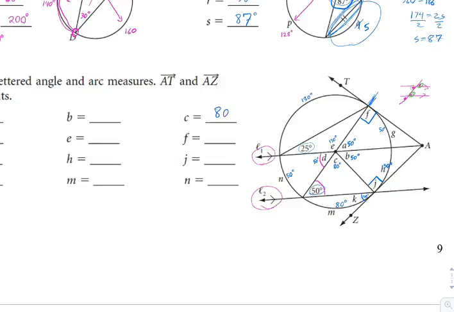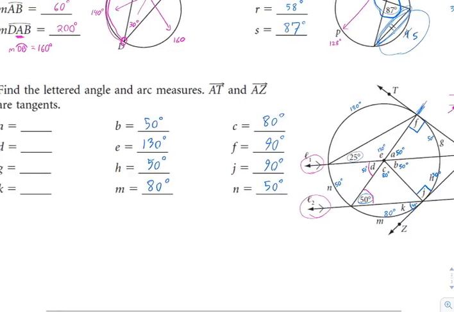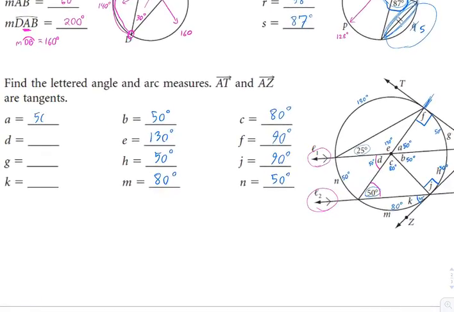So C was 80 degrees. F was, oh my goodness, finding all this. F was 90 degrees. J was 90 degrees. N was 50 degrees. M was 80 degrees. H was 50. E 130. B, oh, where's B? 50. Let's see if we got them all. So A is 50. D is 50. G was 50. And K was 40. So we did find them all.